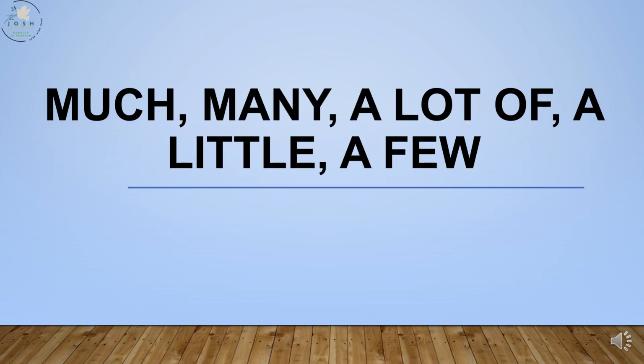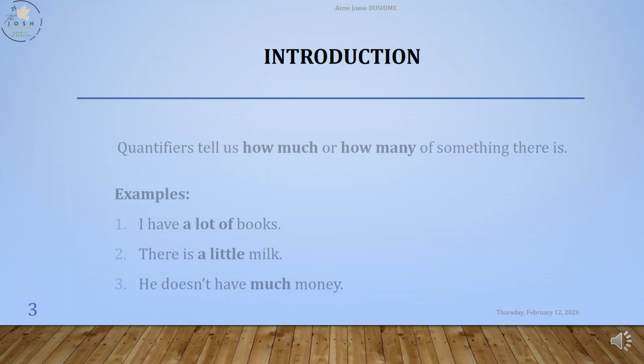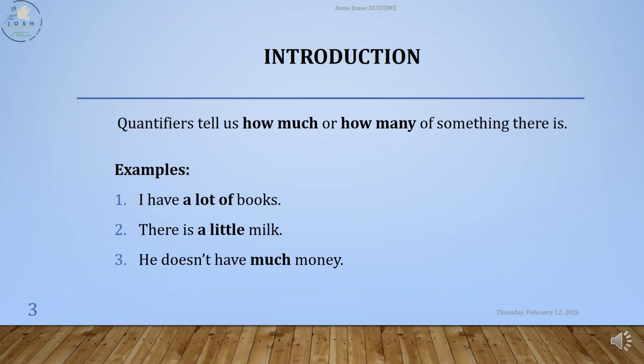We're going to learn how to use much, many, a lot of, a little, a few. Those are quantifiers. Quantifiers tell us how much or how many of something there is, the available quantity. Like I have a lot of books, there is a little milk, he doesn't have much money.